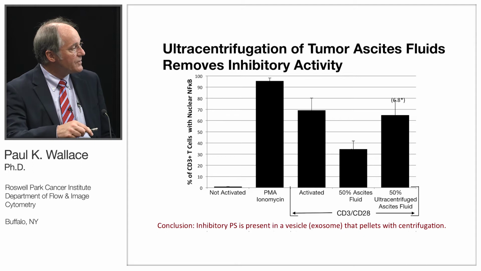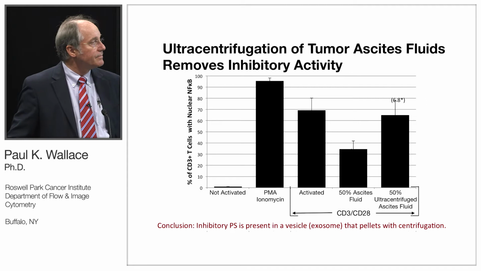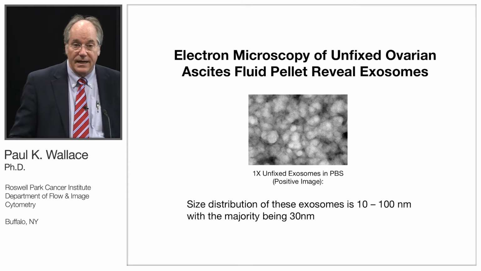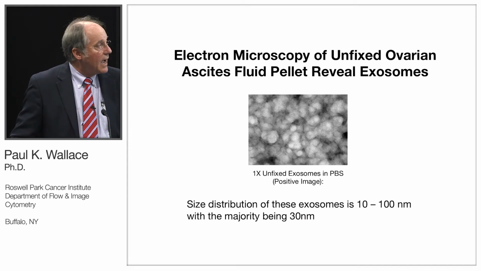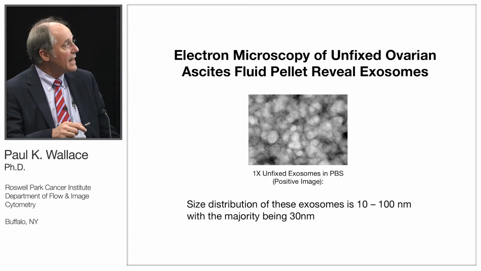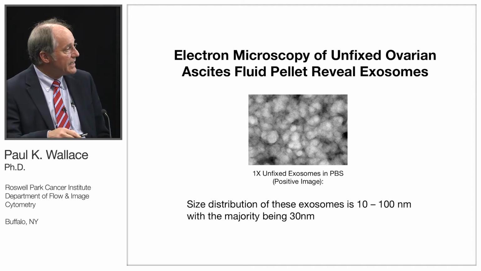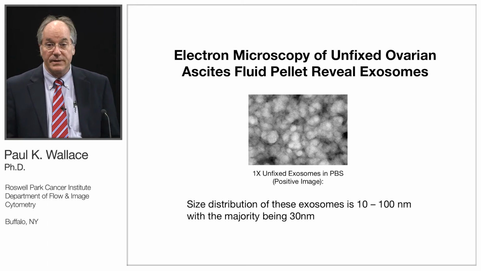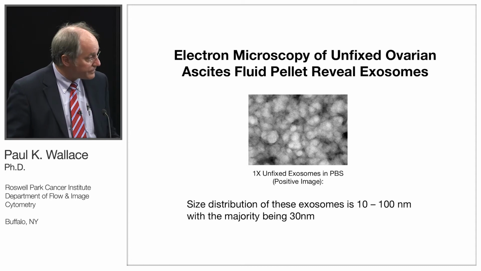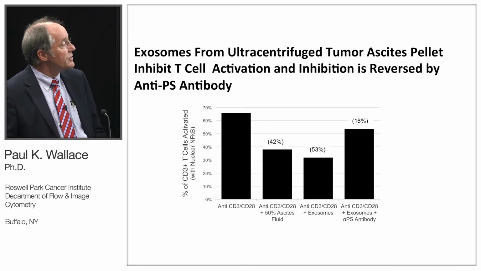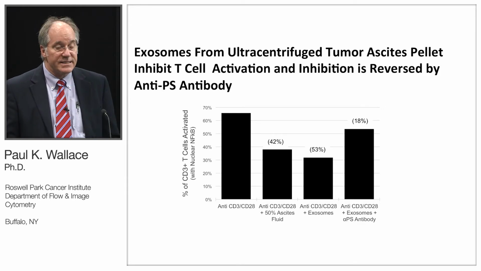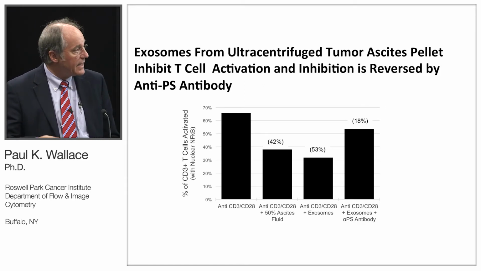So the inhibitory phosphatidylserine is present in a vesicle, an exosome, that pellets with centrifugation. If you take a look at that pellet, what you can see is a lot of vesicles. These are exosomes, basically just an awful lot of them. And these had a distribution of, well, on average 30 nanometers, but a distribution between 10 and 100 nanometers.